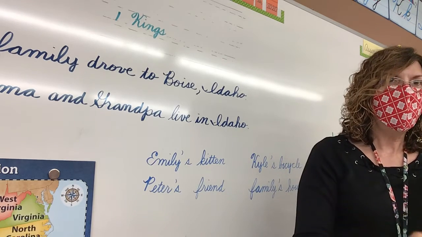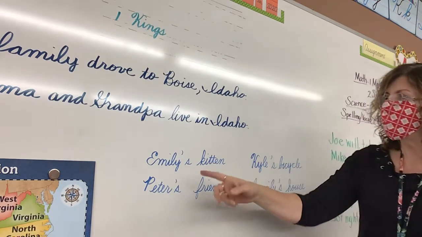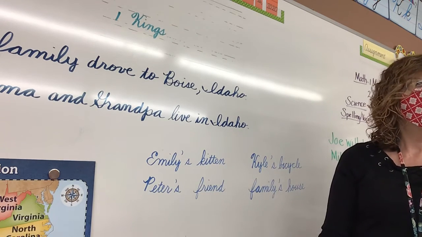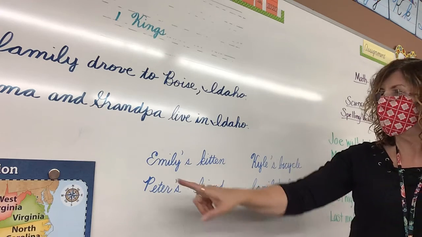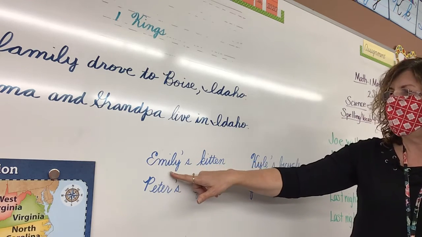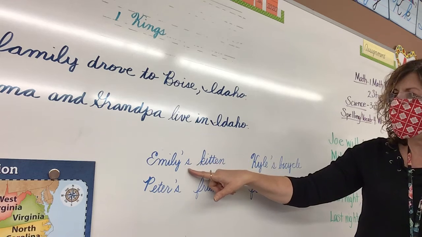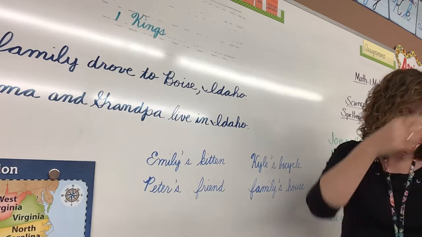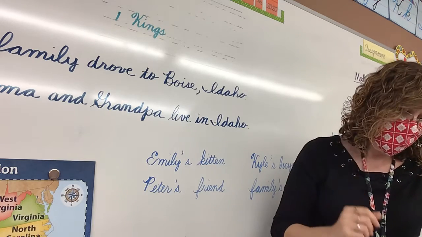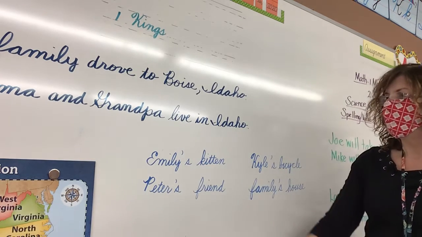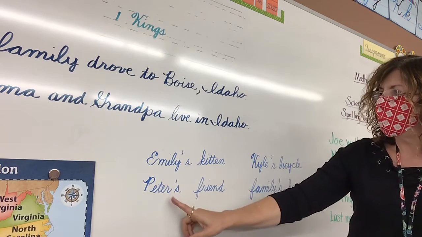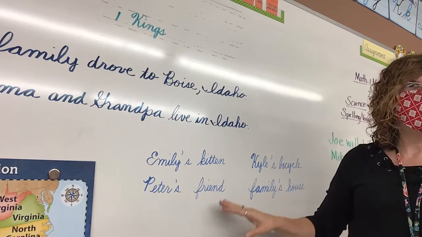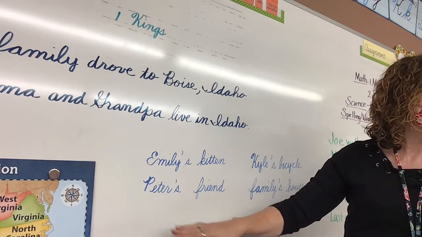We learned this on Friday about putting an apostrophe S, like this. If it says, Emily has a kitten, what can you do to show that it's ownership? You would put Emily, apostrophe S, kitten. So, Emily's kitten. If I said, Peter has a friend, we would change it to Peter's friend. That is the friend that belongs to Peter.